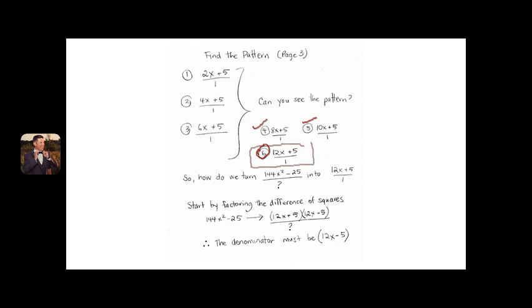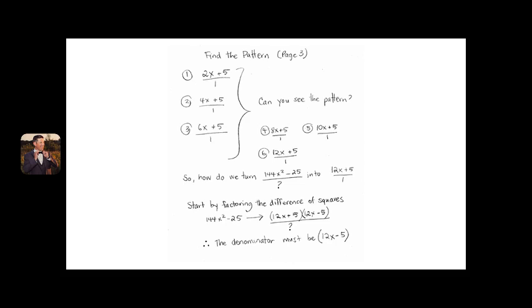So then how do we turn this guy, the sixth expression, 144x squared minus 25 over question mark, into what we know should be 12x plus 5? This is the biggest step. This is the biggest leap. This is where we will start to see difficulty. The majority of you will be able to factor things, but being able to identify the pattern and then solve for what the top should be or the denominator should be will be an extra step.